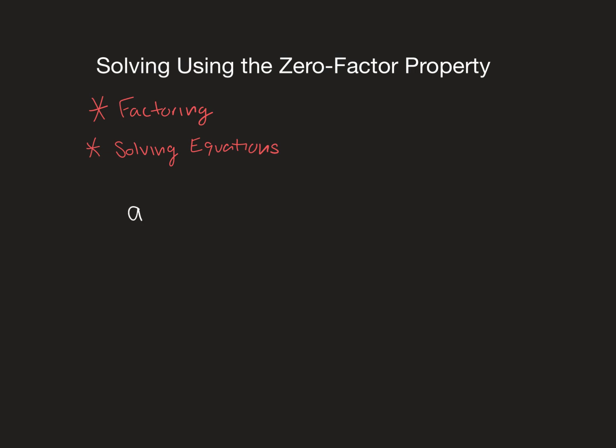Basically, when you have two things multiplied together that equal zero, either A has to equal zero or B has to equal zero. So one of the two elements needs to equal zero for this to equal zero. Pretty simple, right? All right, let's look at some examples.